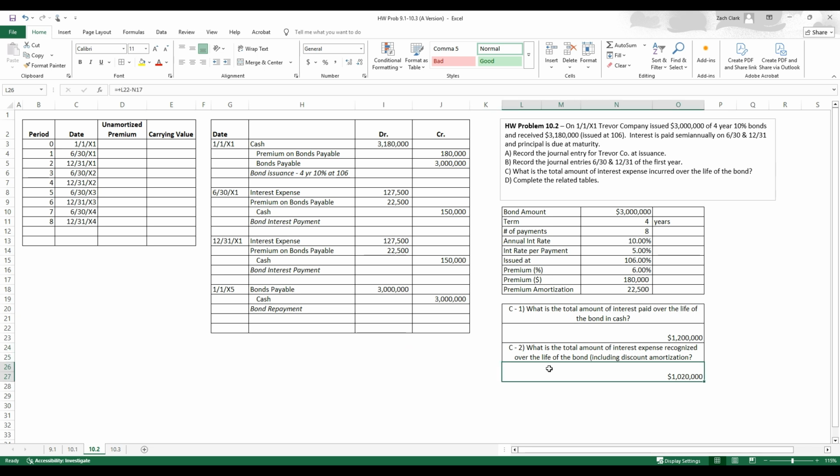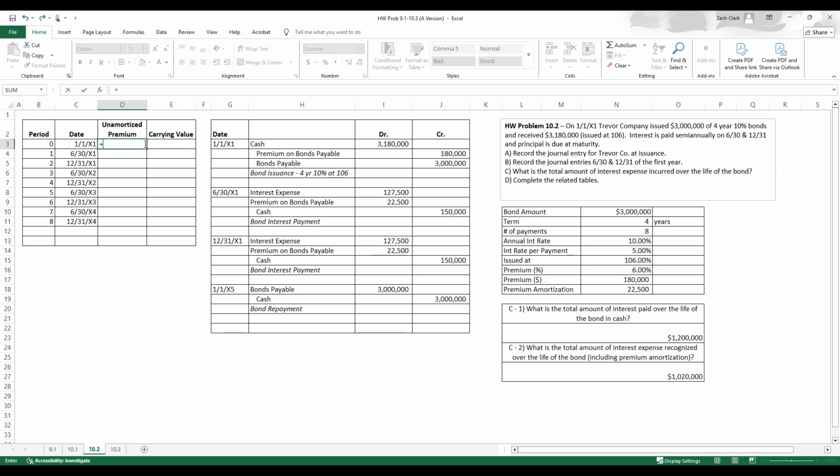Okay. So the cash we pay is 1.2 million, but the interest expense that we recognize is less than that. Oh, I should put premium. The interest expense is less than that because we had the premium, right? And that premium allows us to reduce the amount of interest expense that we recognize over the life of the bonds. Okay, so now we need to just fill out our table and then we'll be good to go.